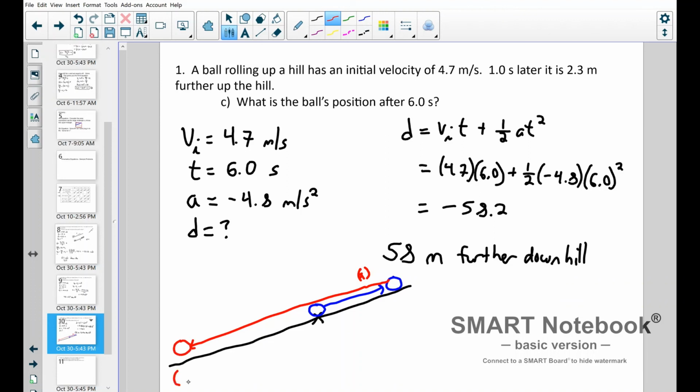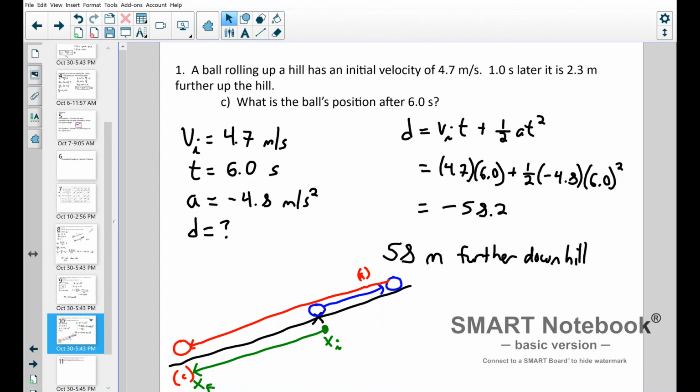Here's part C of the problem. And what we've just calculated is this displacement. Here's my starting position, here's my final position, and we've found that. We have no information about the route up the hill and then returning to its initial starting position.